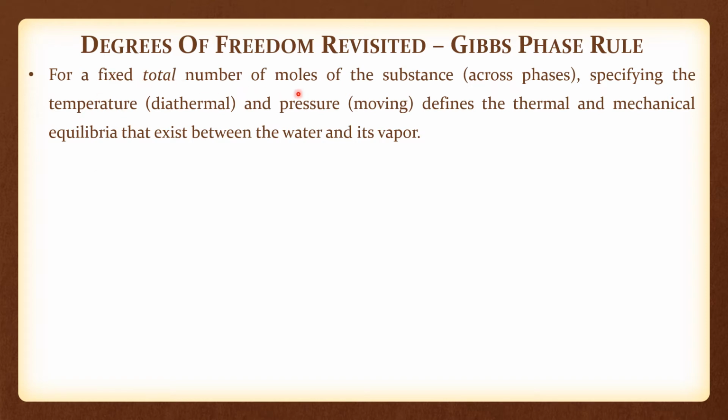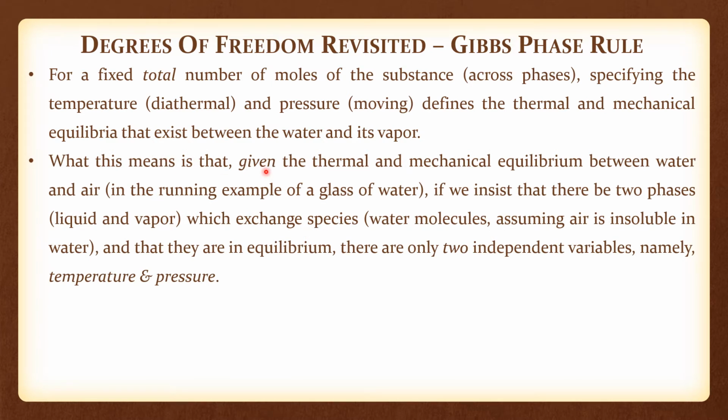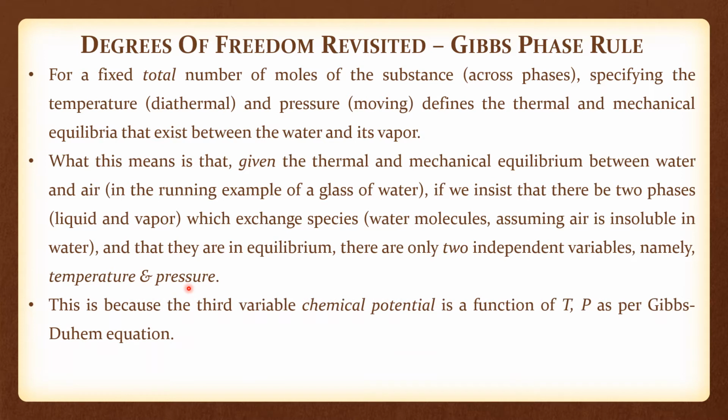So now if we fix the total number of moles of the substance across phases, so the total amount of water that we took is defined, so the n is fixed, so that is 1 degree of freedom that we chose already. Specifying the temperature and pressure defines the thermal and mechanical equilibria that exist between the water and its vapor. Given that there is a thermal and mechanical equilibrium between water and air, in the running example of a glass of water, if we insist that there have to be two phases which exchange species, in other words, we assume air is insoluble in water, so water is present both in the liquid phase and the vapor phase or the gas phase, and the water in both phases is in equilibrium, then there are only two independent variables, namely temperature and pressure. This is because the third variable, which would be chemical potential, is a function of temperature and pressure as per the Gibbs-Duhem equation.